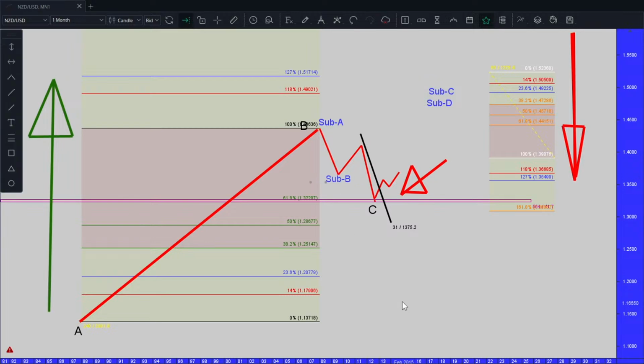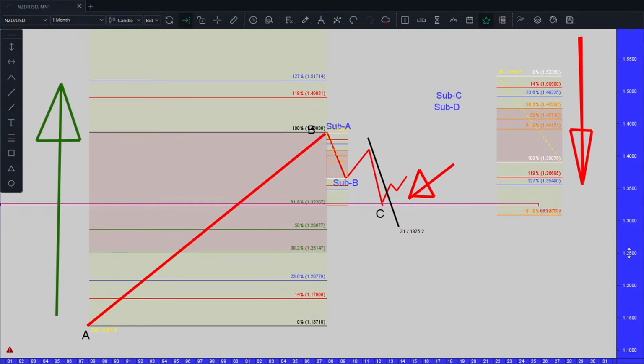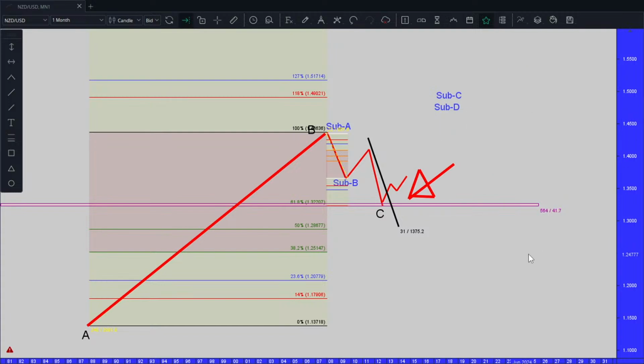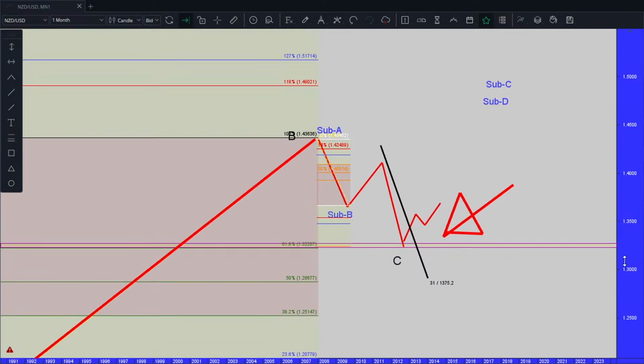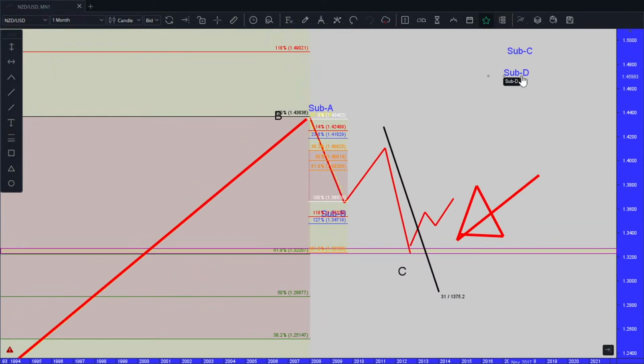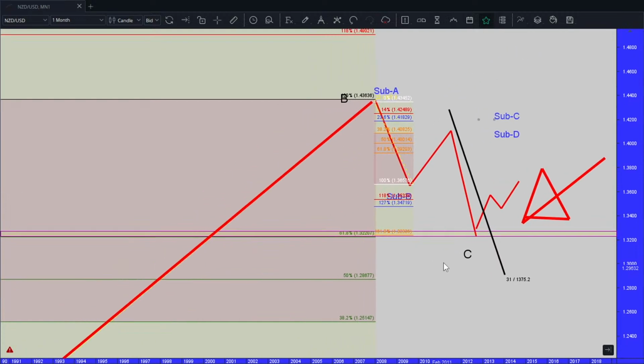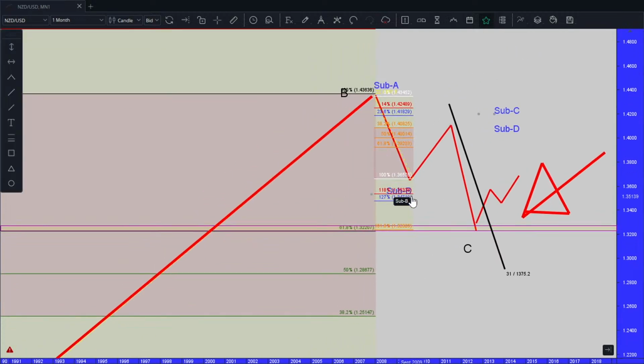All right. Now, we have the sub A, we have the sub B. What we're going to do, we are going to spread the contrarian Fibonacci. All right. So I'm going to delete this one, delete this one, delete this one, and we are going to zoom in. All right. There you go. We have the sub A, we have the sub B.